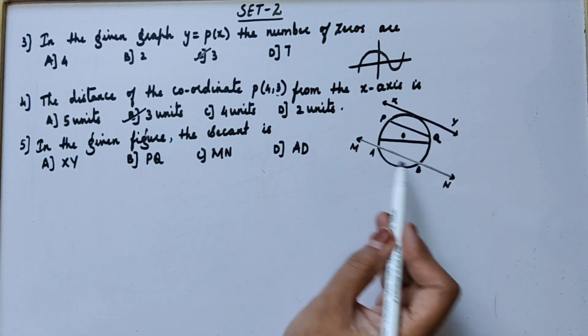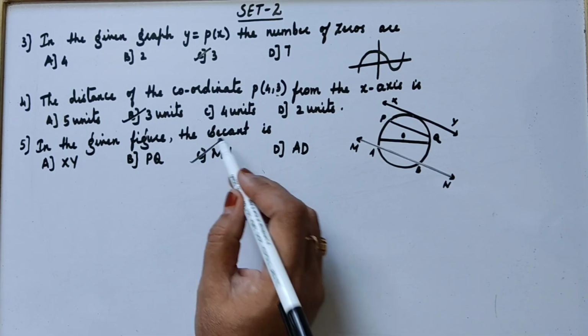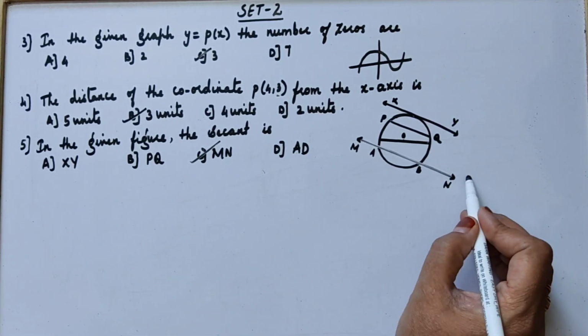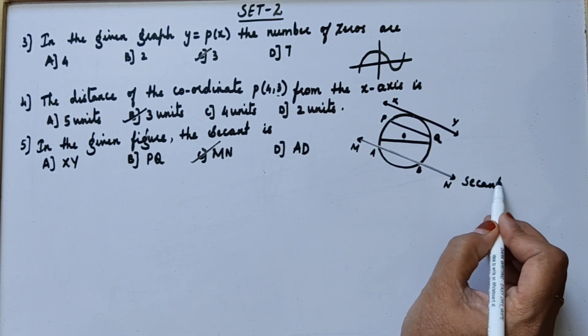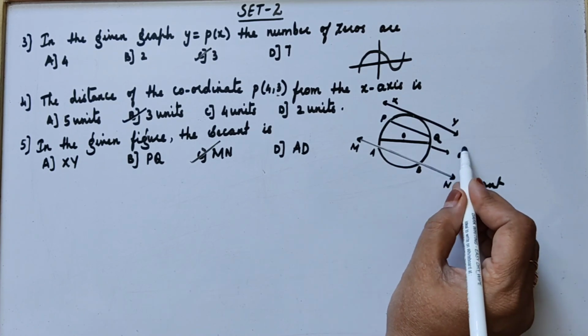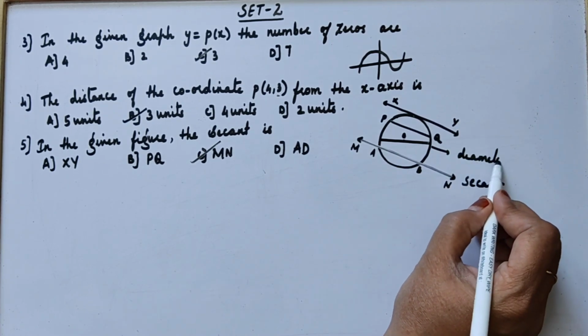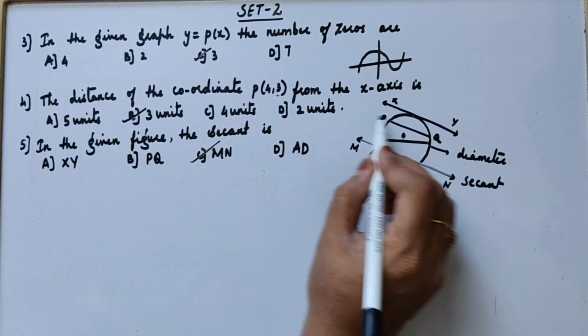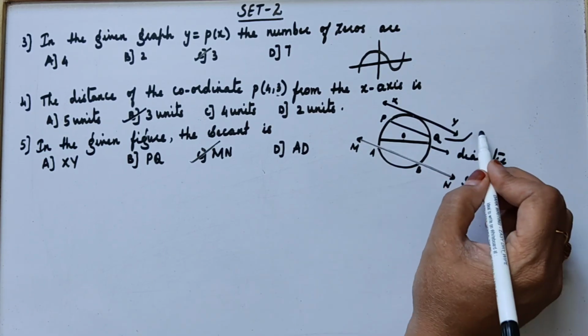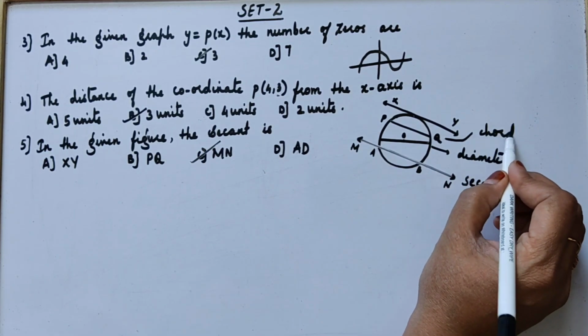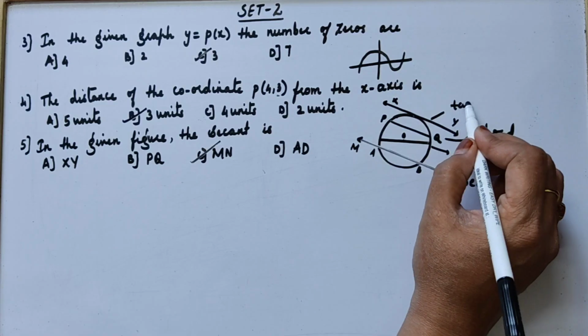So here we have got MN is a secant. I hope this is clear. This is secant. This is diameter. This is a chord. And this is a tangent.